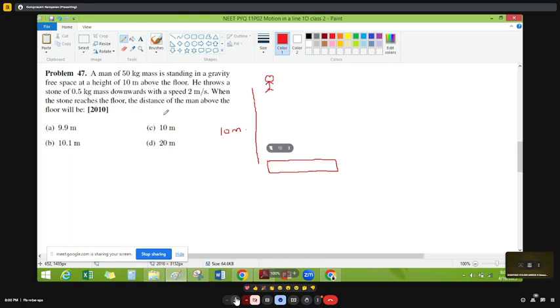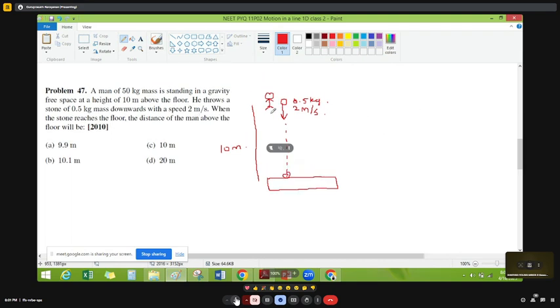He throws a stone of 0.5 kg downwards with the speed of 2 meter per second. So he is throwing the stone this way, at 2 meter per second speed he is throwing it down. And the mass of the stone is 0.5 kg. When the stone reaches the floor, when the stone reaches here, the distance of the man above the floor will be?